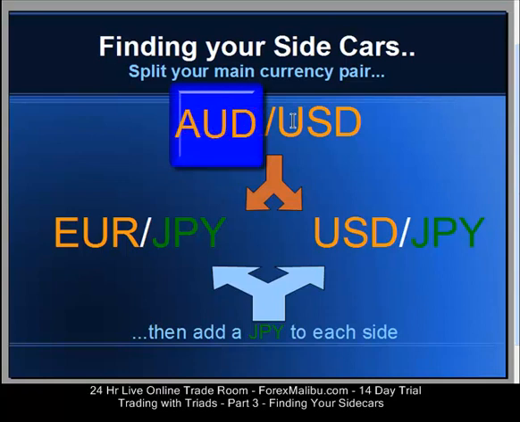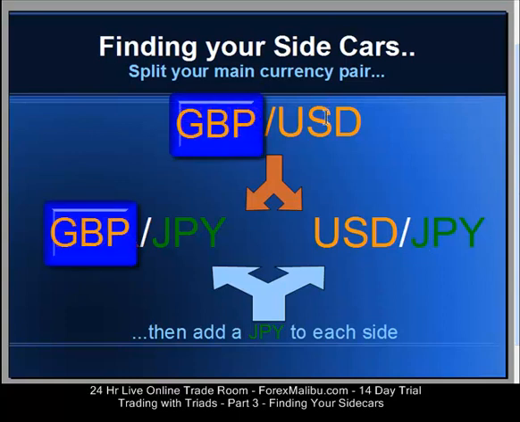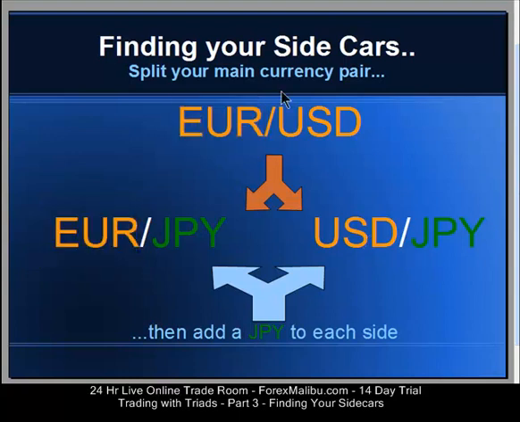Okay, so if we were to consider a trade in Aussie dollar, you could use the same procedure. Our sidecars would be Australian dollar versus yen and US dollar versus yen. So it'd be Aussie yen, dollar yen. You could do this with pound dollar, and you'd have pound yen and dollar yen. So it's very easy to determine what your sidecars are and to determine your triad.